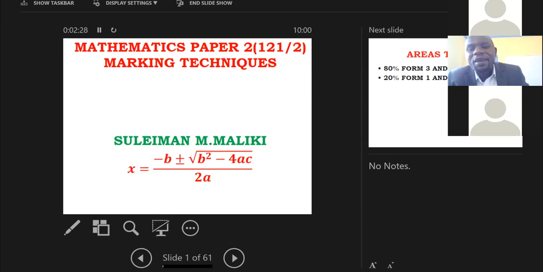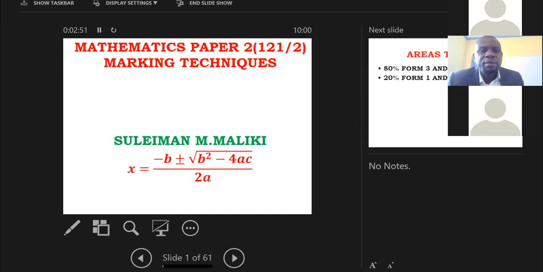We need to share and get to know exactly at which areas we lose marks. Not really because you don't know the method or the working, but maybe because of some little instructions that were put in a particular question that was left hanging. Maybe because you are in a hurry, or maybe you didn't read the question completely.